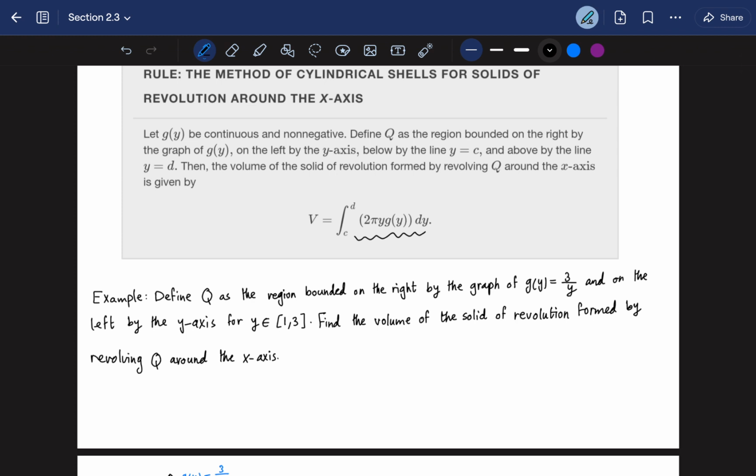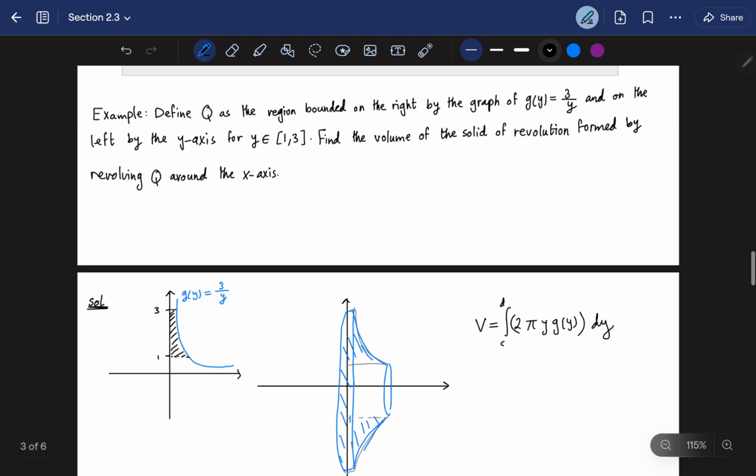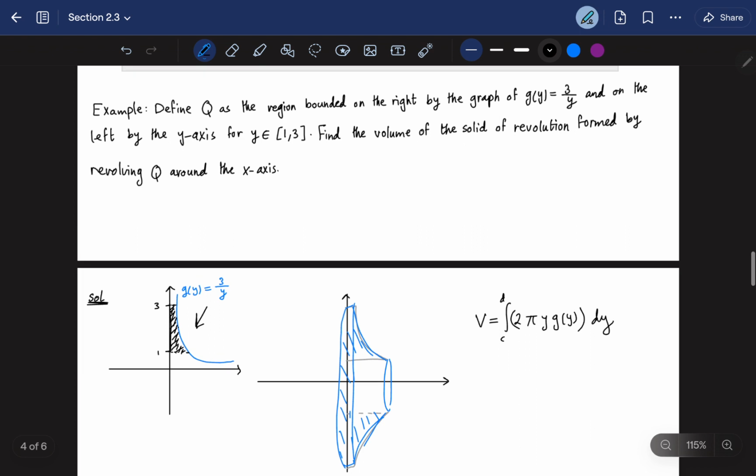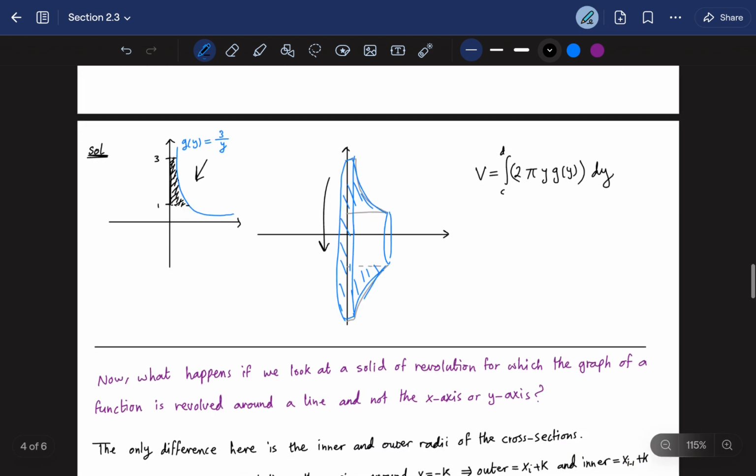Okay, so let's do an example. If we have g to be 3 over y, so that's my function g, and the region is between g and the y-axis on the interval from 1 to 3, so that would be our region Q. Then if we're revolving around the x-axis, we're going to get something that looks like this. Again, my graph is not accurate, but it's just a sketch.